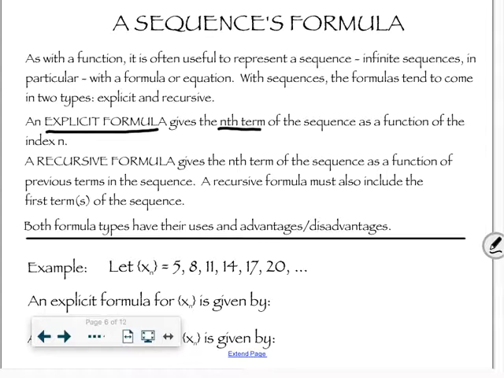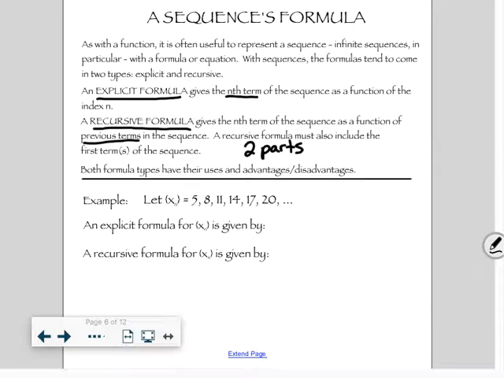We have something called a recursive formula. There's a very, very famous recursive formula called the Fibonacci sequence. You may have heard of that, and we'll tackle that this year. The recursive formula gives you the nth term based on the previous term. But a recursive formula has at least 2 parts. It usually gives you the first term, and then how do you get the next term? So let me show you what this means.